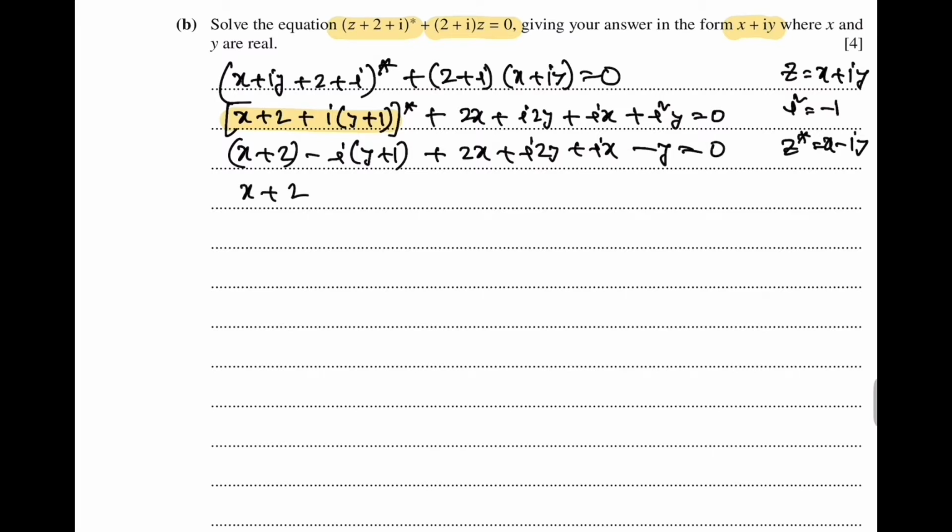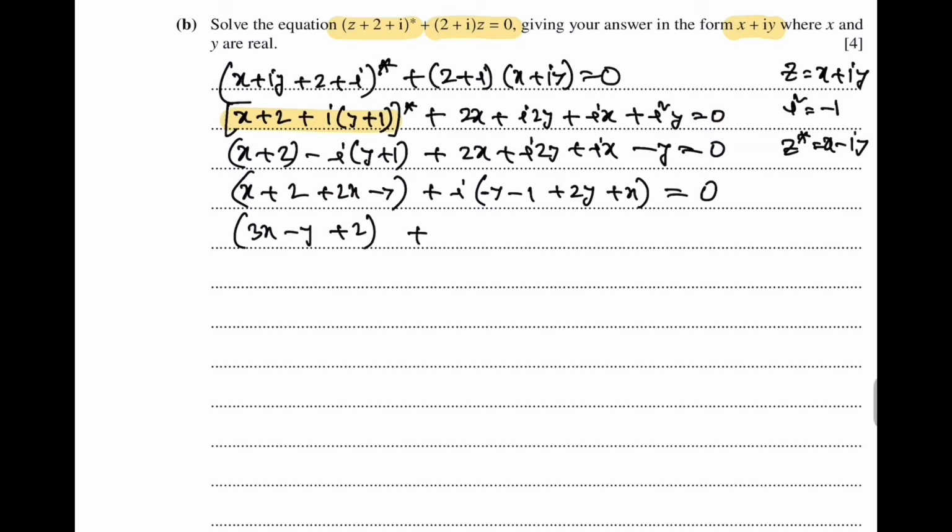x plus 2 plus 2x minus y, then plus i times minus y minus 1 plus 2y plus x equals 0. So 3x minus y plus 2 plus, if we simplify this one, i times y plus x minus 1 equals 0 plus i0.